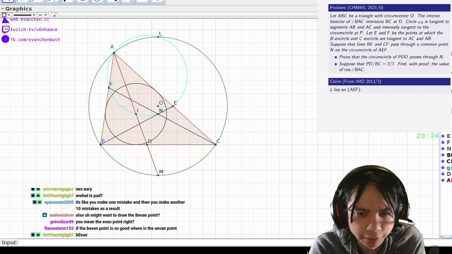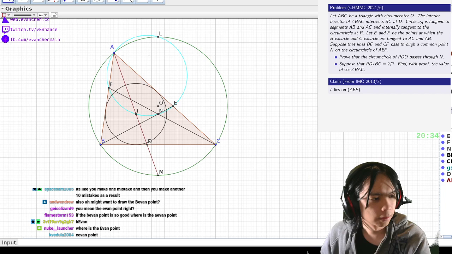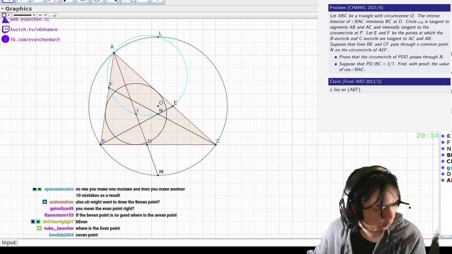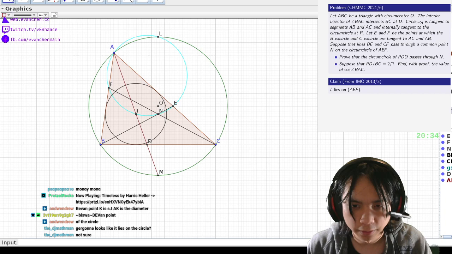Which one's the Bevan point? It's like where the excenters and stuff... I suddenly forget which one's the Bevan. Bevan point is if I take the excenters and draw the altitudes to their closest sides, right? Gergonne looks like it's on the circle. Really? Wait, that's very strange.